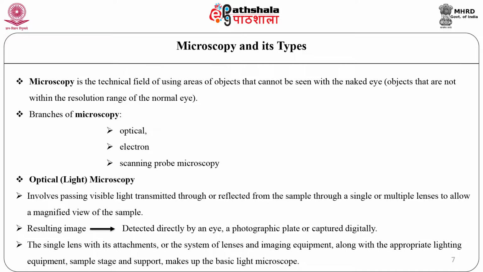Microscopy is a technical field which uses a microscope to view objects and areas of objects which cannot be seen with the naked eye, that is, objects that are not within the resolution range of the normal eye. There are three well-known branches of microscopy: optical microscopy, which includes fluorescence microscope; electron microscopy, for example SEM or TEM; and scanning probe microscopy. X-ray microscopy is very less used.